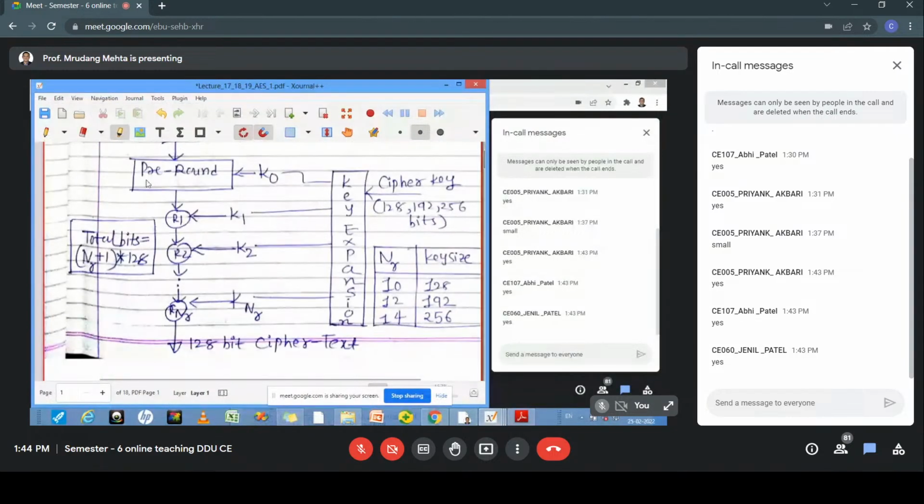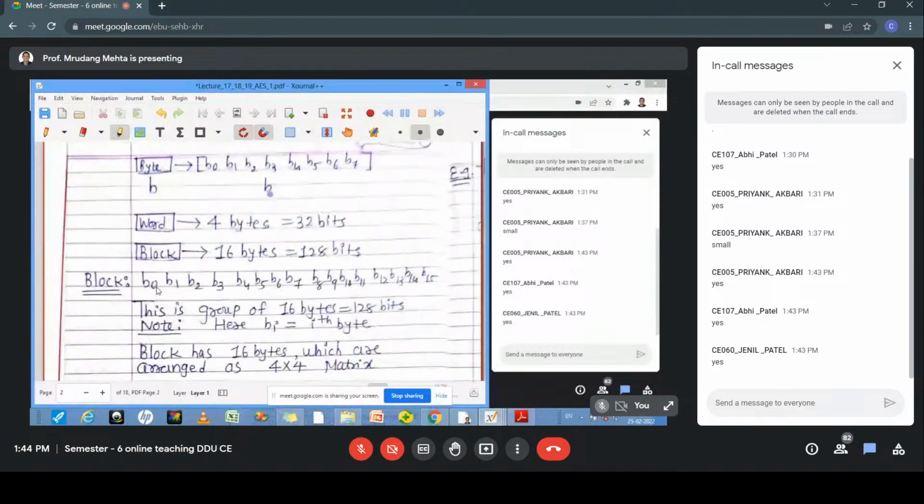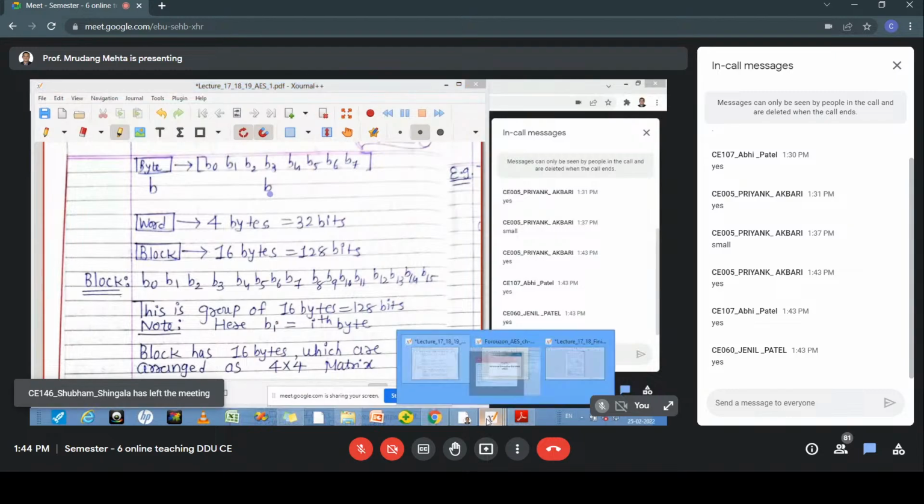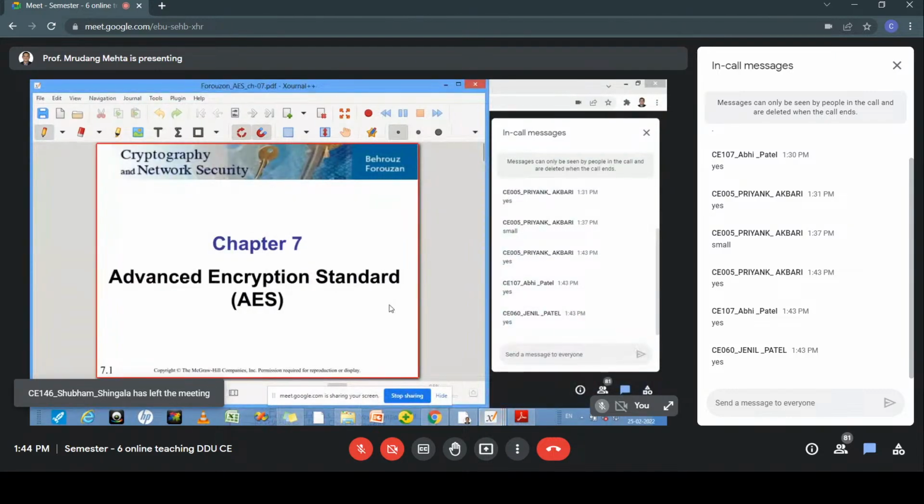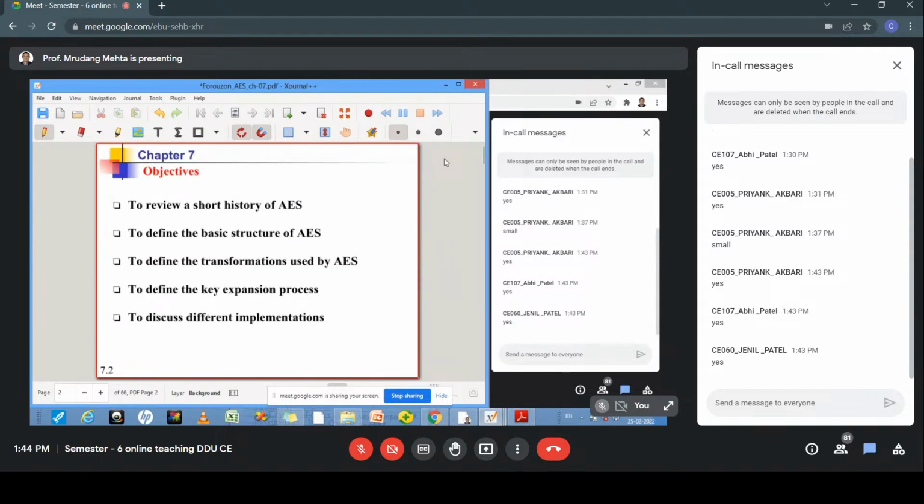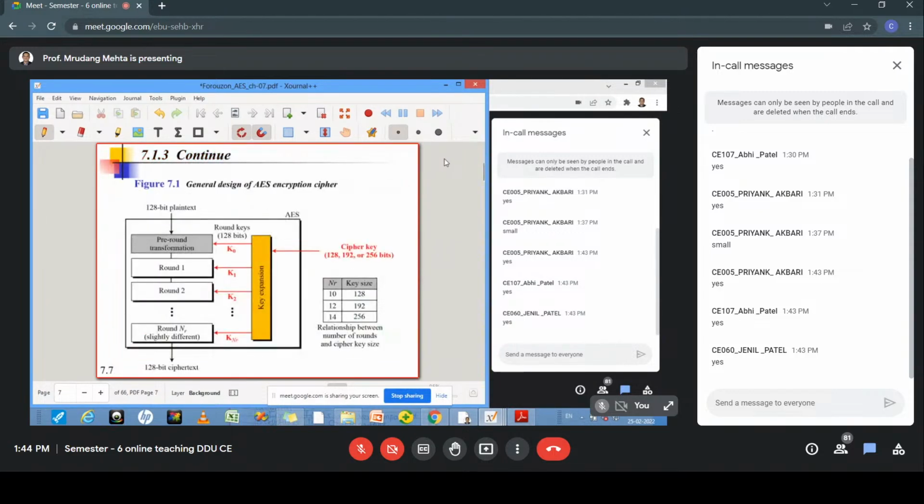Okay. This is the structure: pre-round, R1, R2 up to RNR. So this could be NR of 10, 12, 14. So NR plus 1 into 128 bits. This is the concept of byte. Okay, let me revise it. So this is the typical AES cipher.